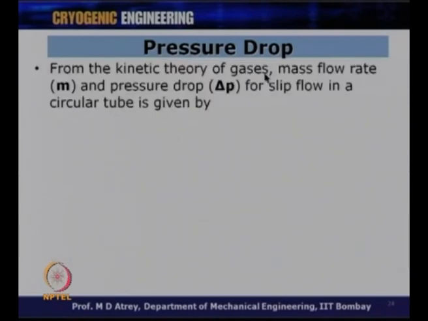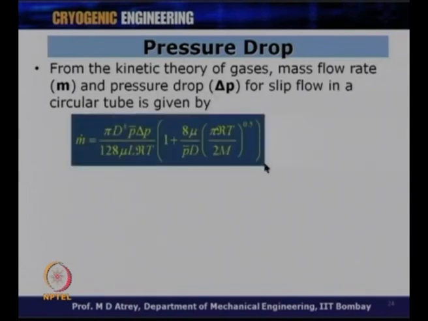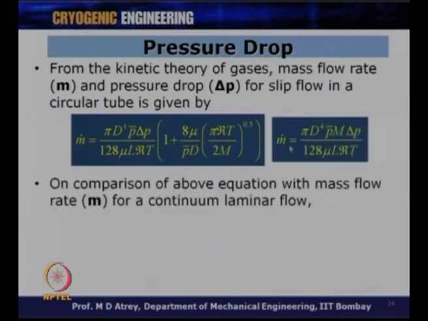So, from the kinetic theory of gases, mass flow rate and pressure drop for slip flow in a circular tube is given by this formula. You can see now m dot is equal to something into 1 plus something. So, this is the same as what we had in a continuum flow. This is the expression for m dot in continuum flow, and this is nothing but the same.